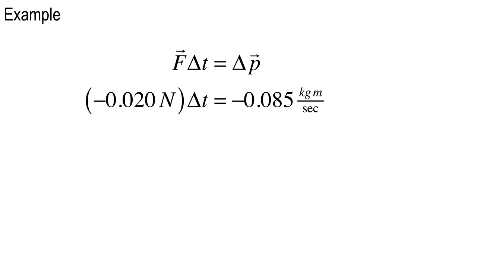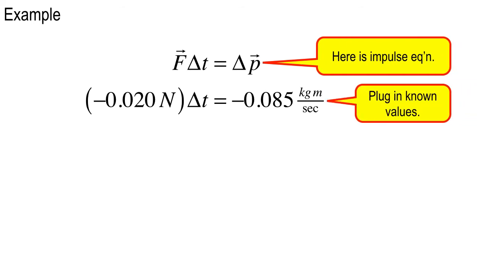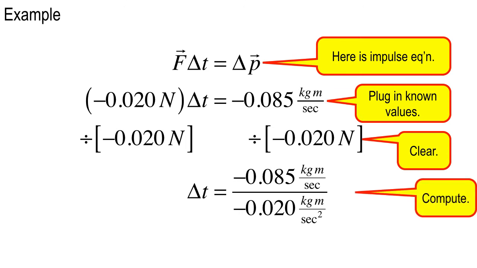Now, the ratio of those two, okay, is what we're going to shoot for. So there's the impulse. And here's the plug-in step with the known values that are given. And you got to do a little bit of calculation to get to this stage. And then the other way to do this is divide both sides by negative 0.020 newtons left and right. All right. And when you do that, now you can just compute. And notice that I have negative over negative. So this is another place where you can cancel. Okay, so you cancel it earlier, cancel it now. Either way is copacetic. Now you just got to calculate that number.